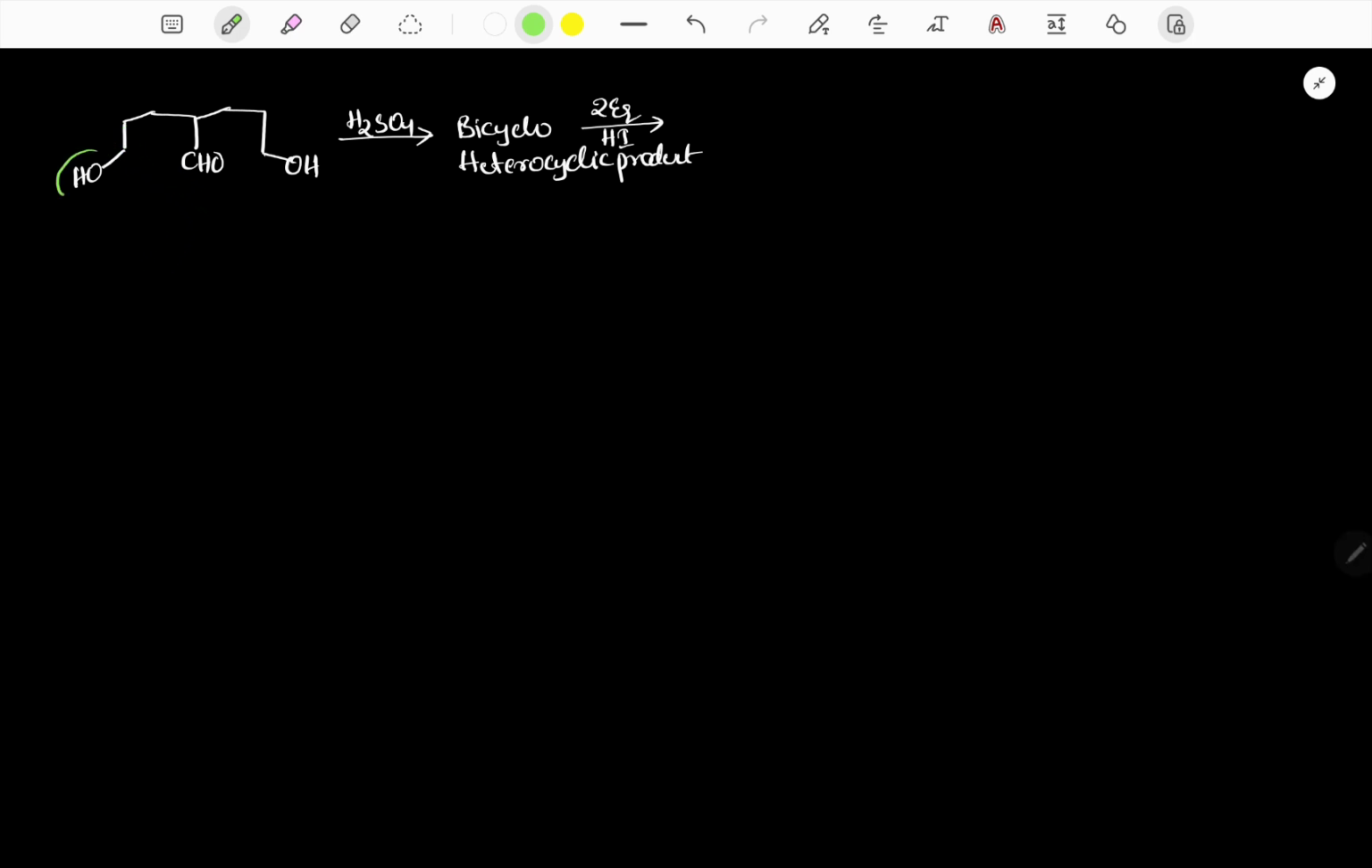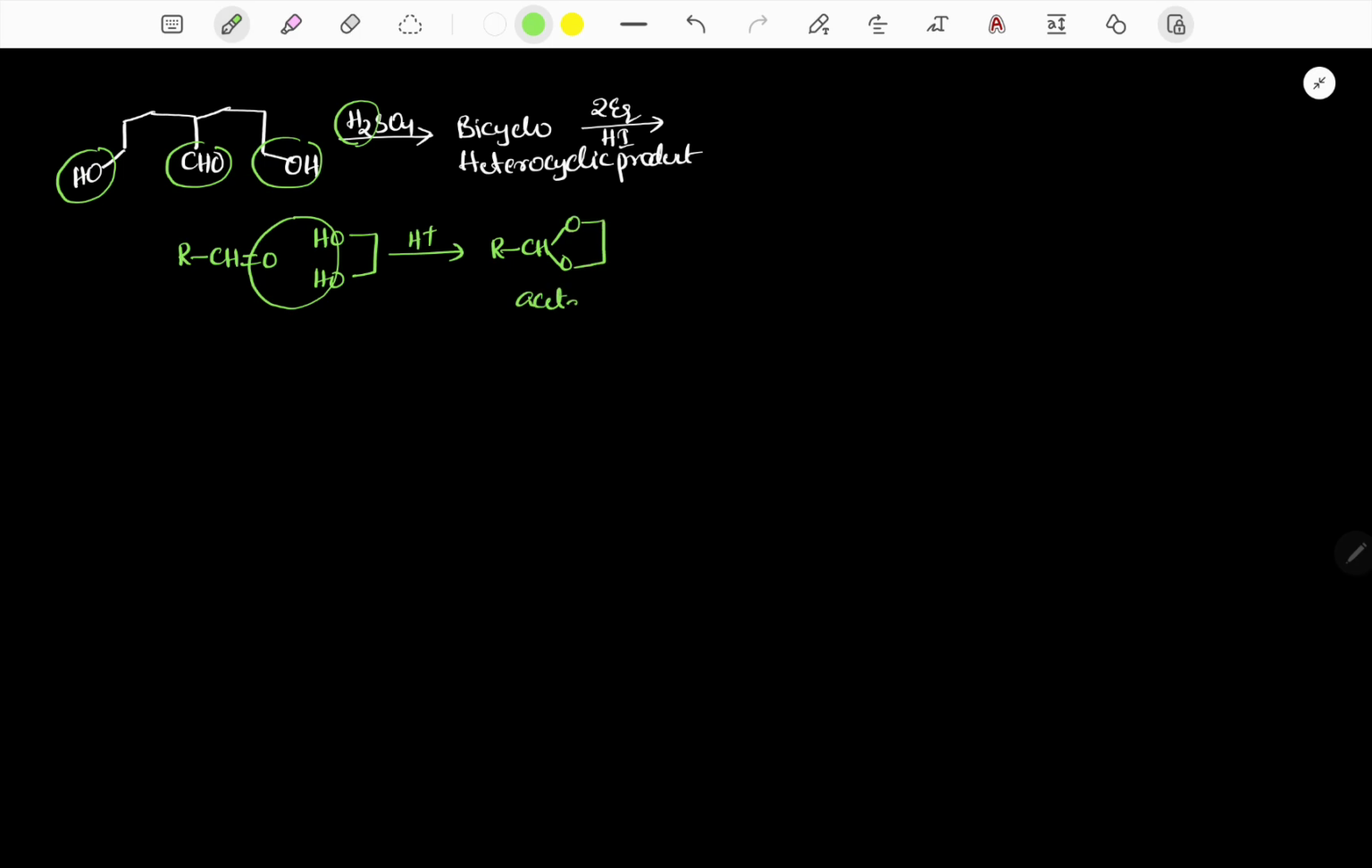So here we have an alcohol functional group, an aldehyde functional group, and an alcohol functional group in the presence of H plus. So we know one basic reaction: when an aldehyde is treated with an ethylene glycol molecule in the presence of H plus, simply remove the H2O and the corresponding product is RCH with two oxygens like this. It is an acetal, a cyclic acetal.